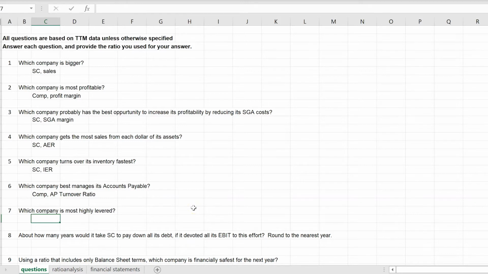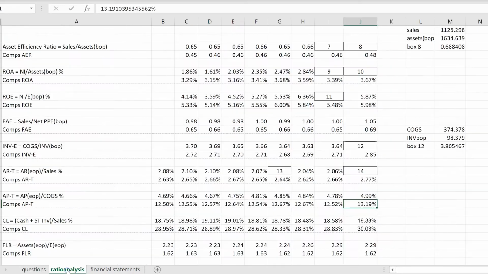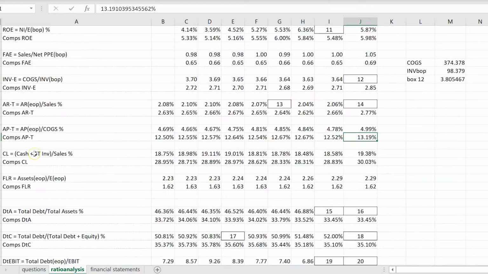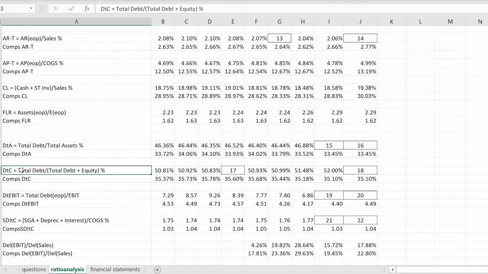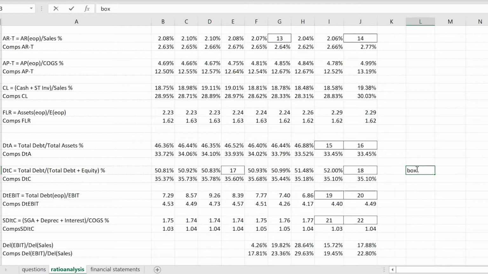All right, question number 7, which company is most highly levered? So to answer this question, we could use one of 2 different ratios. We could either use debt to assets or debt to capitalization. Both those will get us the exact same result. I'm going to use debt to capitalization to solve this, but either way will work. Going to the ratio analysis, let's go find where debt to capitalization is. It's right down here. All right, and we have to solve for another box, which is box 18.